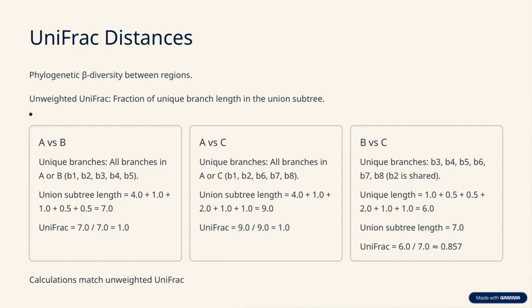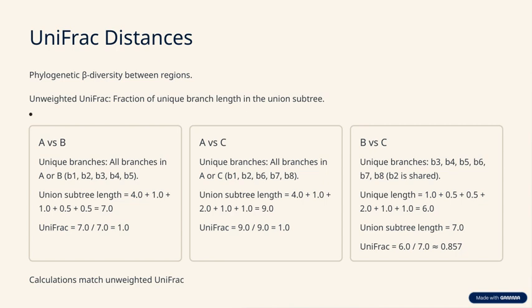Now let's look at B versus C here. The unique branches are B3, B4, B5, B6, B7, and B8. Note that B2 is shared between B and C, so it's not counted as unique in this comparison. Summing these unique branch lengths gives us 6. The total union subtree length for B and C is 7. Therefore, the UniFrac distance is 6 divided by 7, which is approximately 0.857.